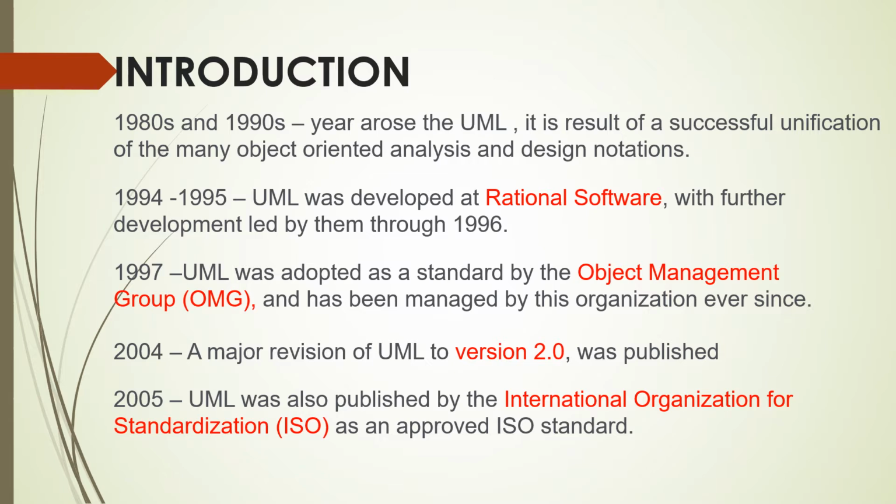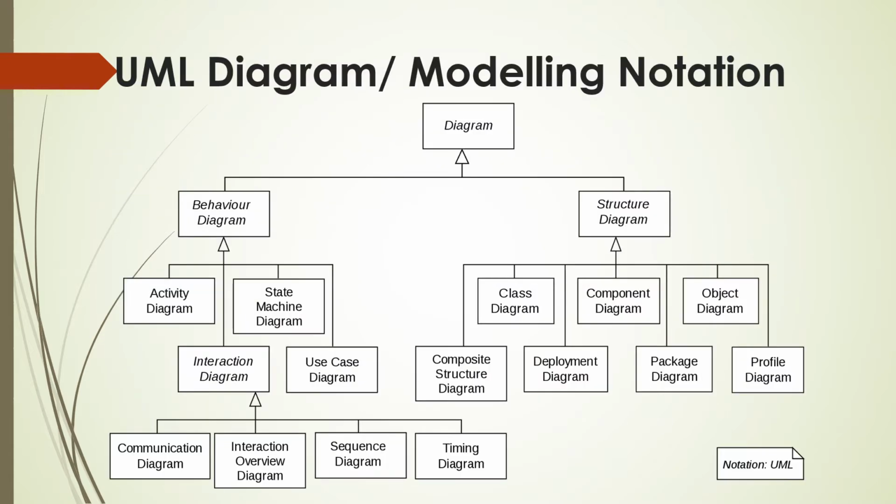And in 2005, UML was also published by the International Organization for Standardization, or ISO, as an approved ISO standard. UML has different diagrams or modeling notations. It has three groups: behavior, structure, and interaction diagrams.